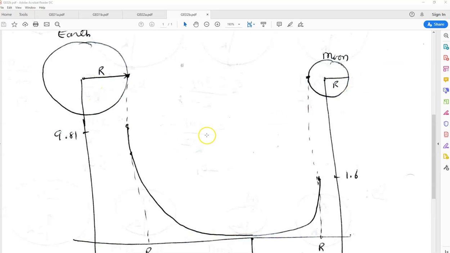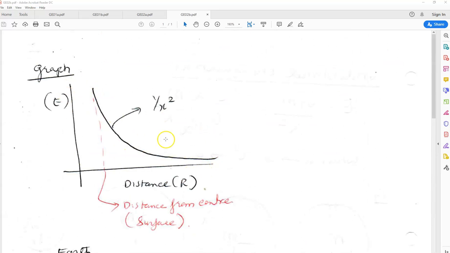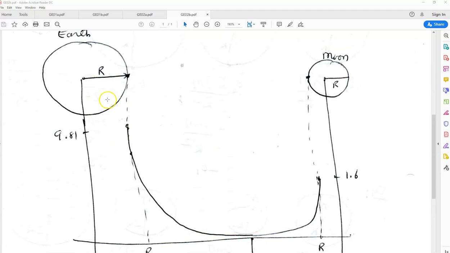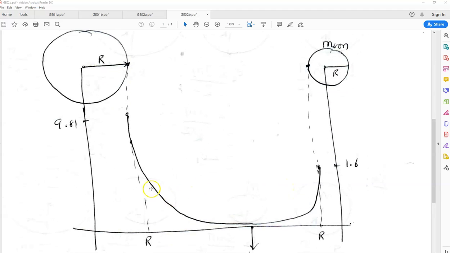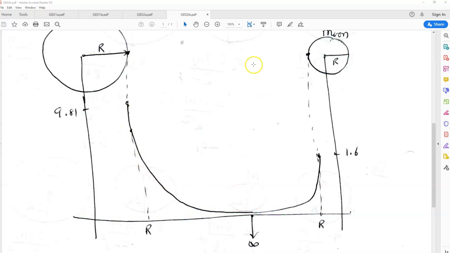Again, this is applying the concept that you understood here. I've got the Earth and a moon, and assume that you are asked to show the variation of the gravitational field from the surface of the Earth to the surface of the moon. Assume that you have an object that moves from the Earth to the moon. Again, this is simple. Just for the timing, you can ignore this bit altogether.